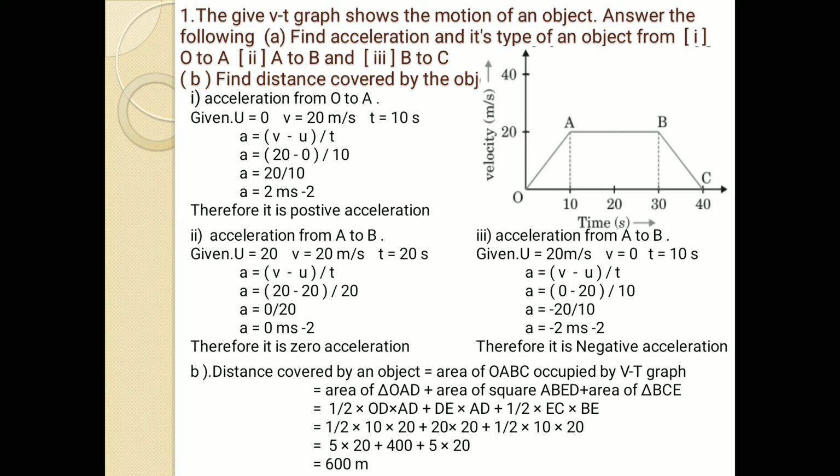600 meters is the distance covered by the object. This is a very simple sum and a very important sum. You can go through this. The only thing is, we may change the values, or you may get the same sum itself. You can go through this sum. You can practice this sum.